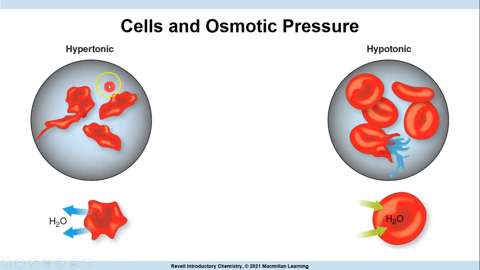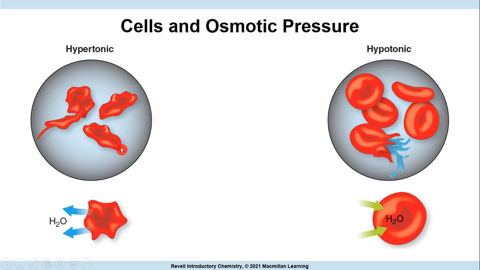Now let's look at a hypertonic solution. Hypertonic here means that the solution contains more dissolved solids. So because it contains more dissolved solids, it actually has a high concentration, which means that water is going to move from the cells into the solution. And when that happens, the red blood cells are going to shrivel, they are going to shrink. So you see the net movement of water from the red blood cells into the solution.